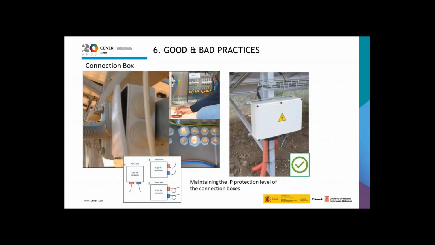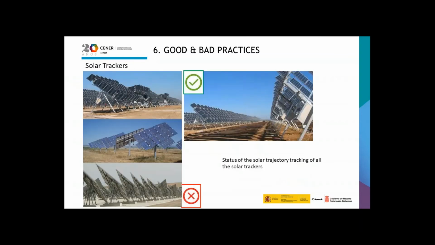Placing and maintenance of the connection box can lose the protection, the IP protection level of the connection boxes, with a potential electric risk. Related to the solar trackers, the status of the solar trajectory tracking of all the solar trackers must be checked to ensure the correct operating of the solar tracker.